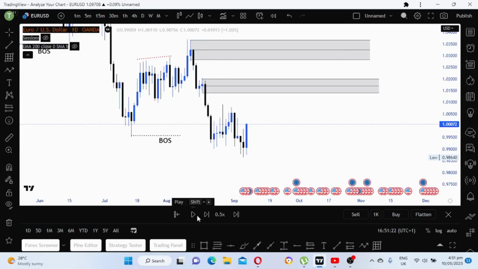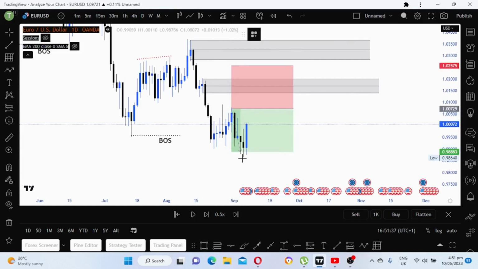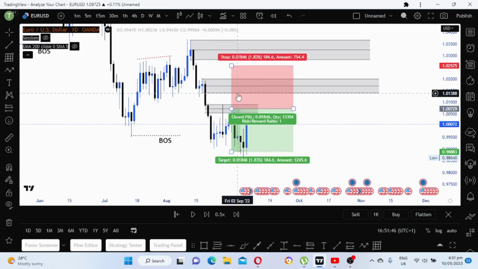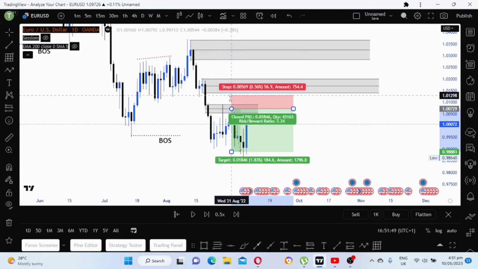Now, okay, let me just go through again. If you were one of those people who are not patient, you see this pullback here. You would have drawn your supply here instead of drawing your supply zone at the right place. You would have entered a sell here, and you put your stop loss just above this high.